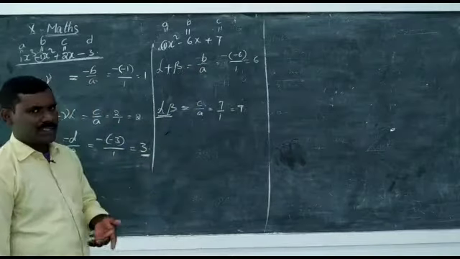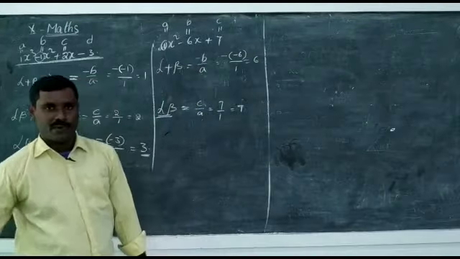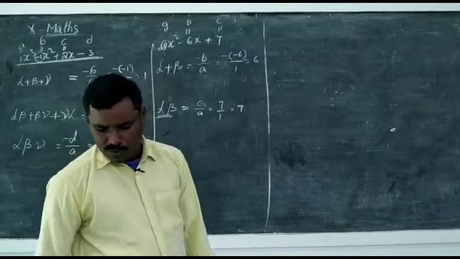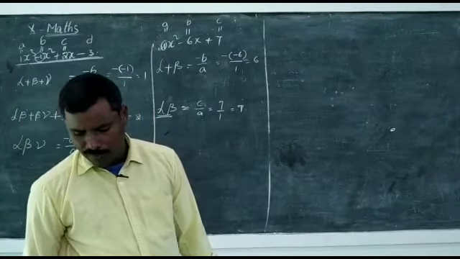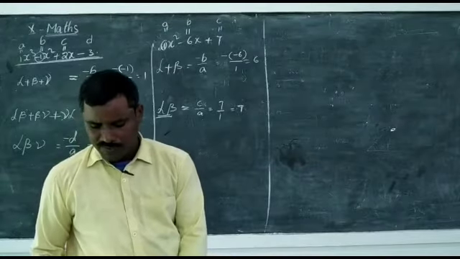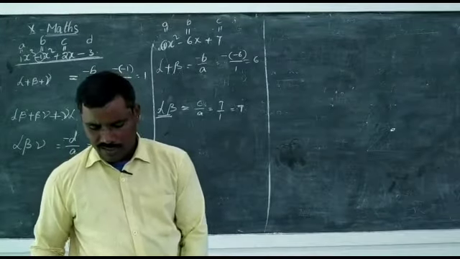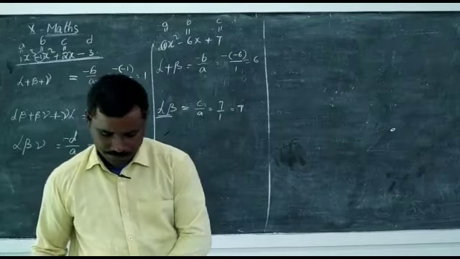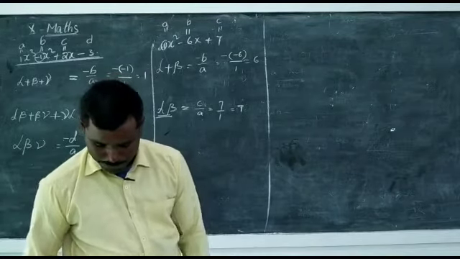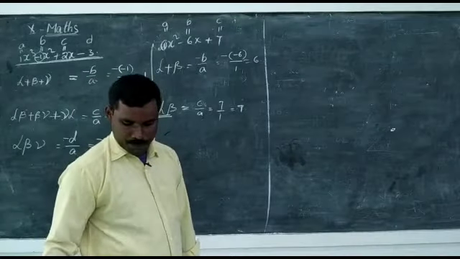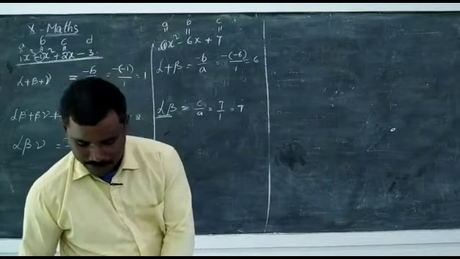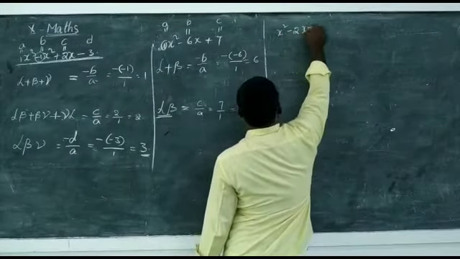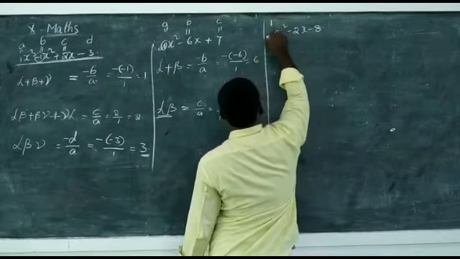Using these we have to find some questions in exercise 3.3. See here the first exercise: find the zeros of the following quadratic polynomial and verify the relationship between the zeros and the coefficients. x square minus 2x minus 8. This is the first Roman first question.